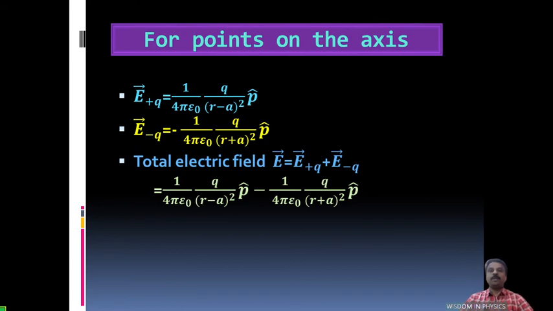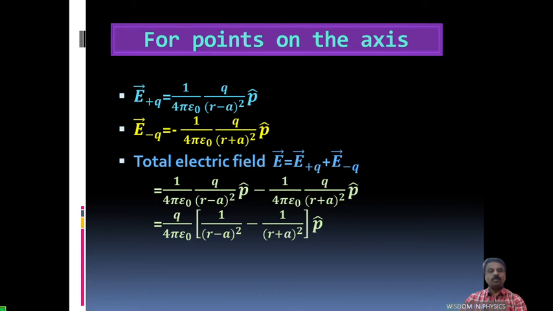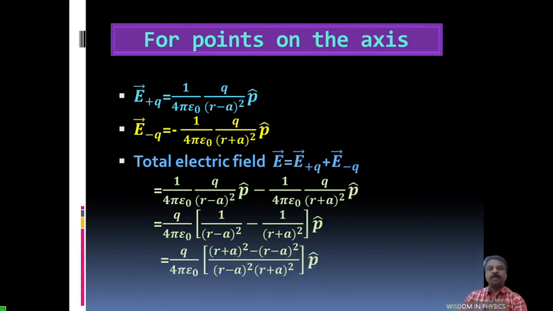1 by 4 pi epsilon naught, Q by (r minus a) the whole square, p cap, minus, because we have minus here and plus here, plus into minus is minus, 1 by 4 pi epsilon naught q divided by (r plus a) the whole square into p cap. Next, simple mathematical simplifications. You take the common term q by 4 pi epsilon naught. So you will get 1 by (r minus a) the whole square minus 1 by (r plus a) the whole square into p cap. Then the LCM: (r plus a) the whole square minus (r minus a) the whole square divided by (r minus a) square into (r plus a) the whole square.